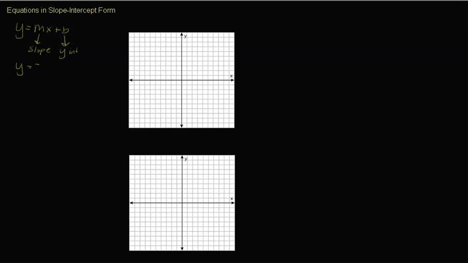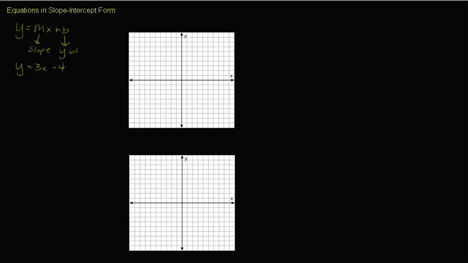y equals 3x minus 4. Now, we have two variables, an input and an output. We know that this line is going to go on forever, with an infinite number of solutions. Now we could make a table, but there's a lot easier way to do it.